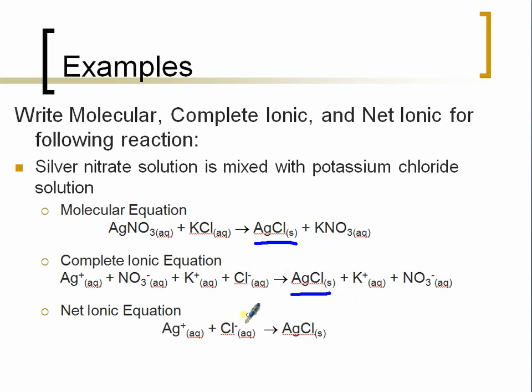And the net ionic is all the ones we only care about. So in this example, the silver and the chloride are the only ones we care about. We bring it down. That is a net ionic equation.